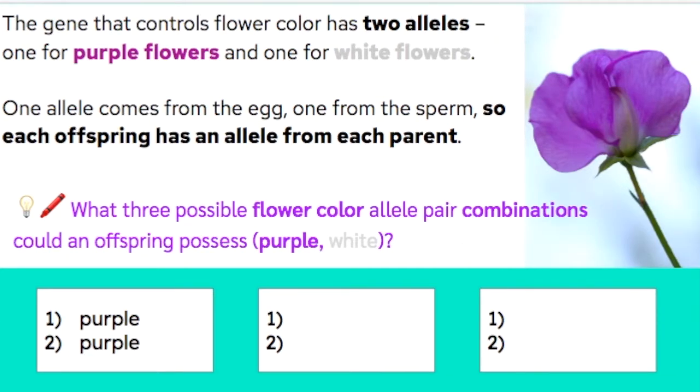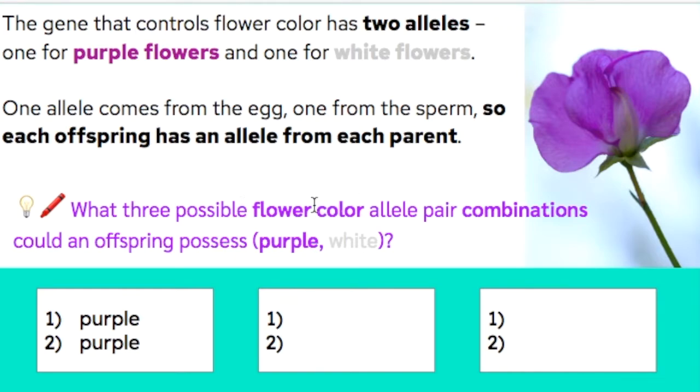So, the gene that controls flower color in the pea plants that Mendel studied has two alleles, meaning two possible choices. One allele for purple flowers and one for white flowers. One allele comes from the egg and one comes from the sperm, so each offspring has an allele from each parent. And you and pea plants, for example, end up being a mashup of both of your biological parents. You have some genetic material from both parents. Some of it's expressed, some of it's hidden, and we're going to talk about that soon.